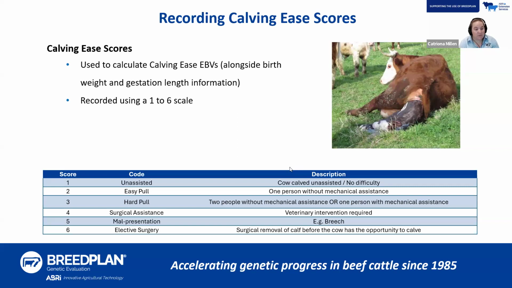2 is an easy pull, so one person without mechanical assistance. 3 is a hard pull, so either 2 people without mechanical assistance, or if you've had to use mechanical assistance. 4 is surgical assistance, where you've needed a vet to come out and assist the calf. 5 is a malpresentation, so a breech, for example, and then 6 is elective surgery, which is surgical removal of the calf before the cow has had the opportunity to calve.